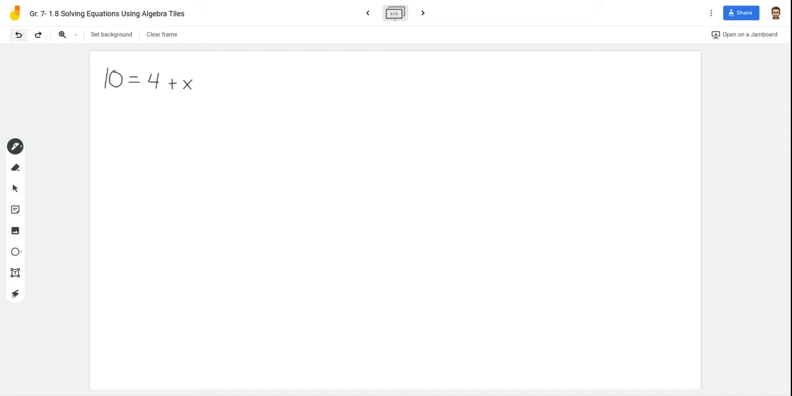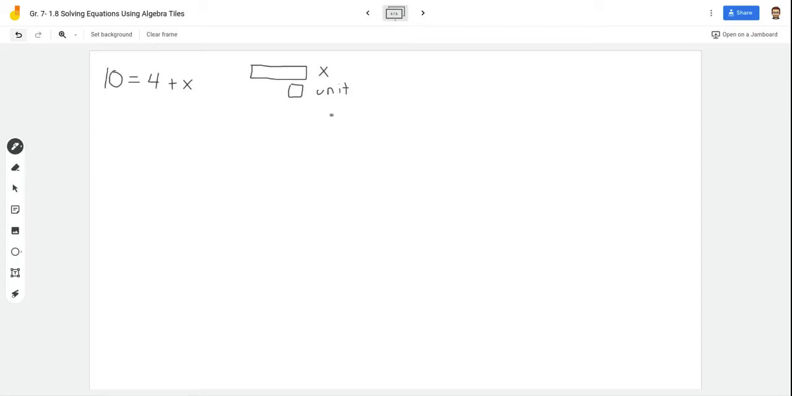Hey everyone, so here's just a quick little video on how you would solve equations using algebra tiles. The first thing you need to do is model the equation first using the algebra tiles that we had talked about in a previous lesson. So we need to have a long tile like this, which is called our X tile. And then we have our small little tiles like this, which are our unit tiles.